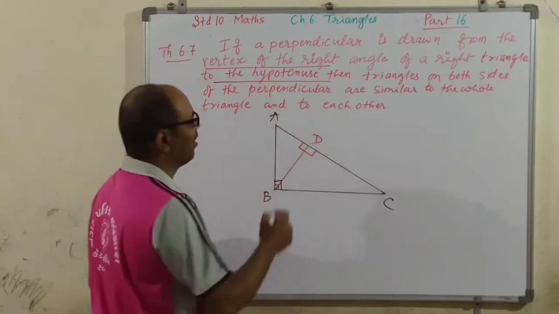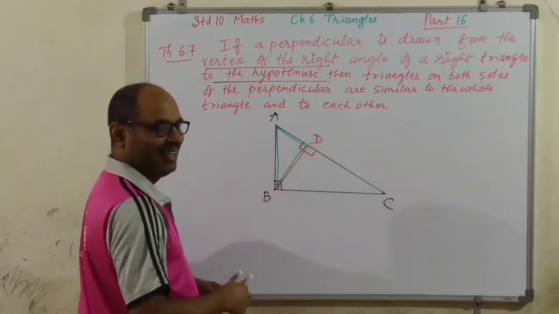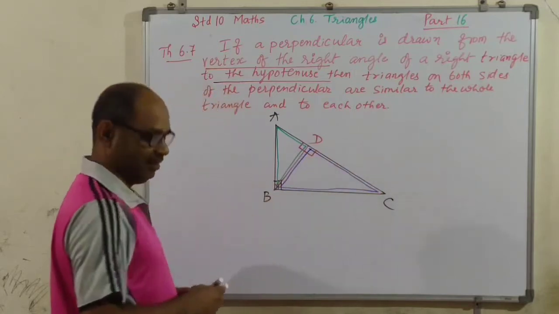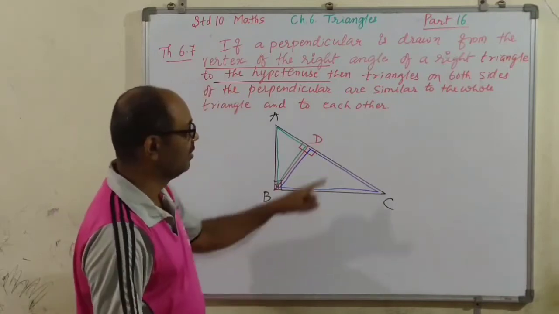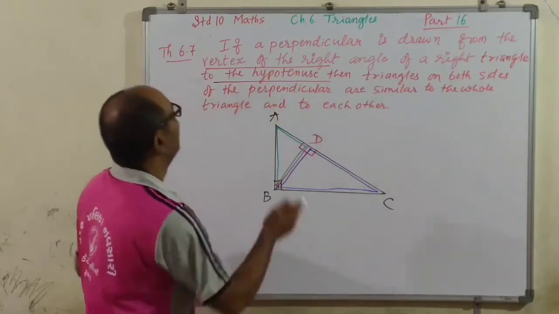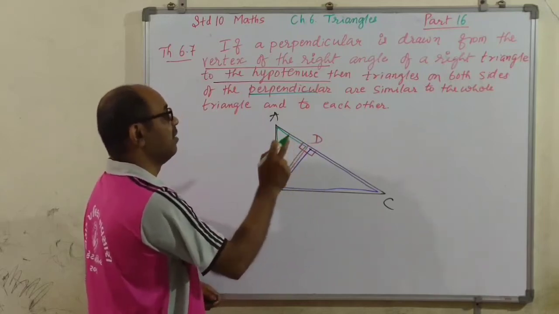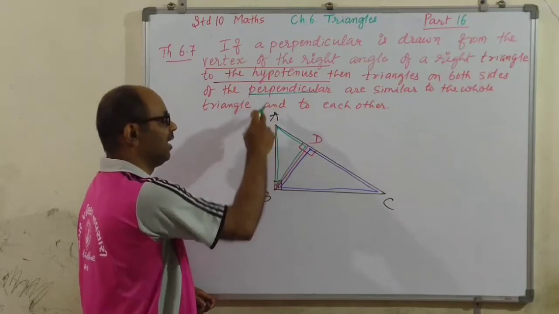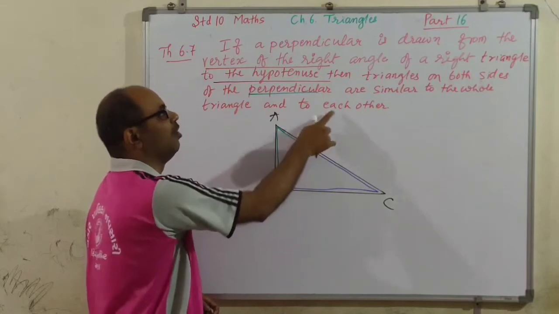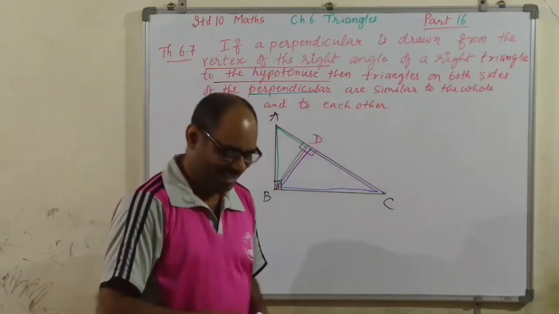Red line segment is perpendicular. We have triangle ABD and triangle BDC. Alright? So what does the statement say? Then triangles on both the sides of the perpendicular, that is the side BD, the two triangles are similar to the whole triangle. So green triangle is similar to black, and blue triangle is similar to black, and green triangle is similar to blue. They are similar to the whole triangle and to each other.